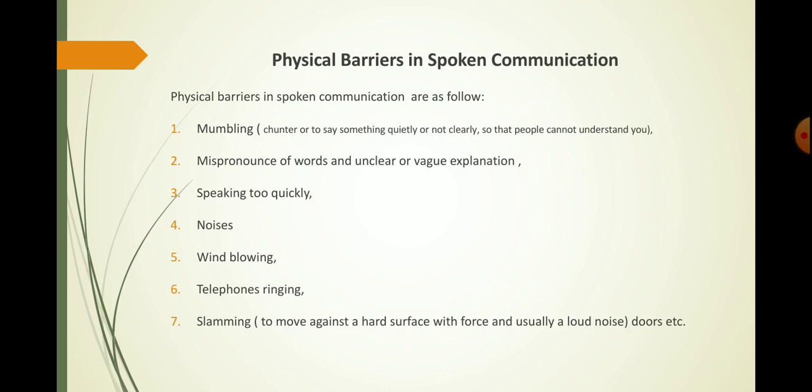Mispronunciation of words, or unclear or vague explanation, is also a physical barrier in spoken communication. While you mispronounce a word, or while you explain something in a vague manner or unclearly, it is a type of physical barrier in spoken communication.